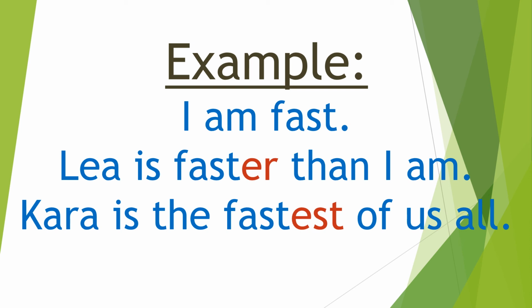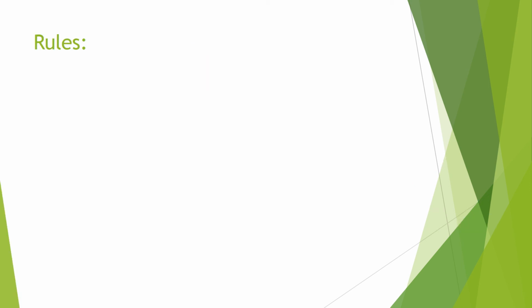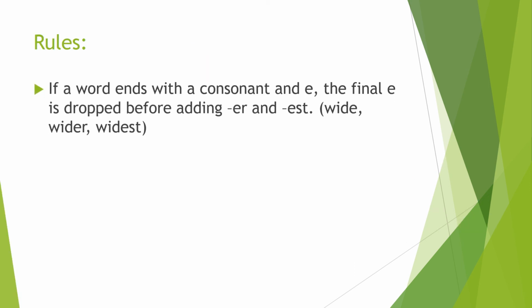Kara is the fastest of us all. Well, Kara and Leah and I are 3 or more. So fast needs the letters EST to compare all 3. So fast compares 1, faster compares 2, fastest compares 3 or more. Here are some rules. If a word ends with a consonant and an E, the final E is dropped. That means take it off before adding your ER or your EST.